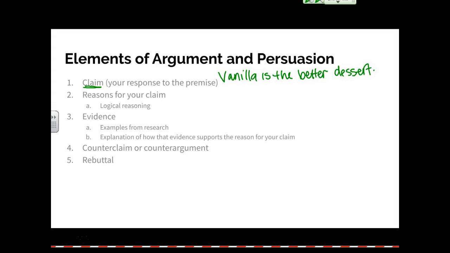So, the claim is your response to the prompts. Okay, I don't want reasons here. It's just your response. Okay, what's your opinion? Now you're going to get into the juice of why that's your opinion. So, next is the reasons for your claim. This is where your body paragraphs will come into place, right? If you have a 5-paragraph essay, you're going to have 3 body paragraphs with 3 reasons.